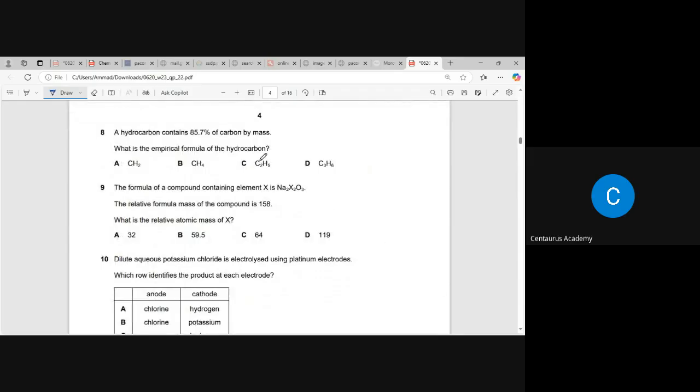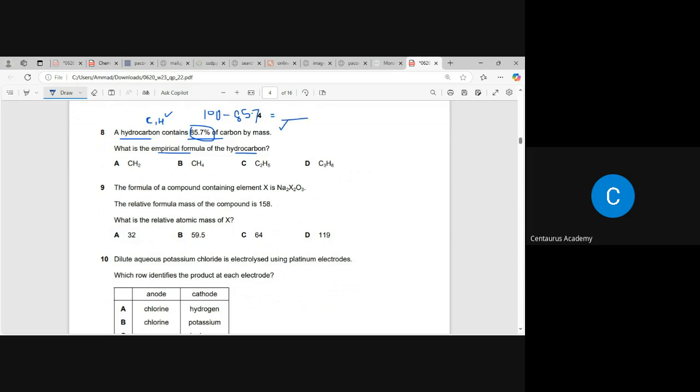The next one is a hydrocarbon that contains 85.7% of carbon by mass. What is the empirical formula of the hydrocarbon? Whenever such a question comes up, a hydrocarbon basically has carbon and hydrogen atoms. They've only told you the percentage by mass of carbon, not hydrogen. What are you going to do in this case? You're going to subtract it from 100. 100 minus 85.7 is going to give you the percentage by mass of hydrogen present within this hydrocarbon.